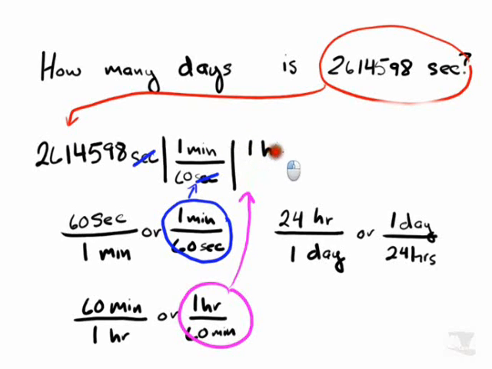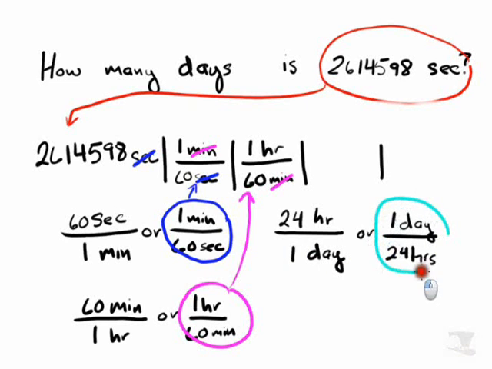So 1 hour, 60 minutes. And that allows me to cancel. Okay, what's next? Oh, look, hours is on bottom here. Right? 1 day over 24 hours. That allows me to cancel. Hey, am I in the units that I want now? Yeah, days.